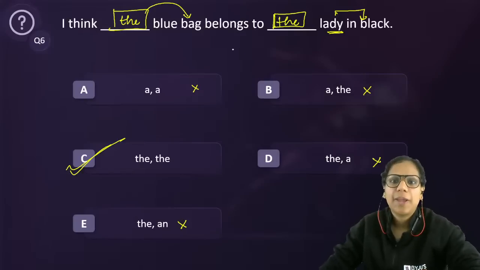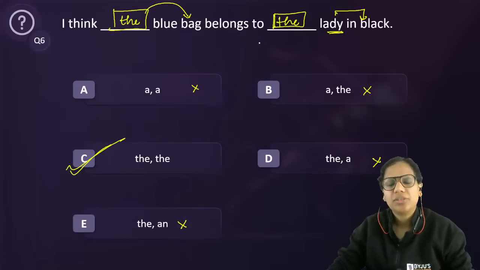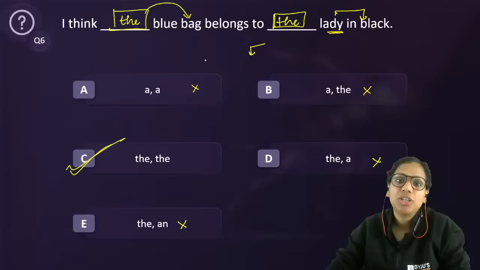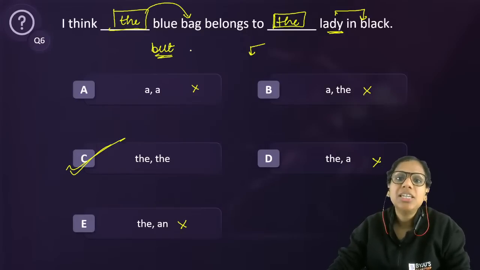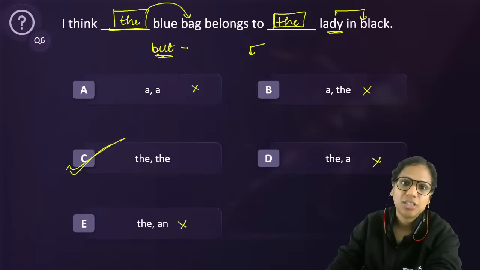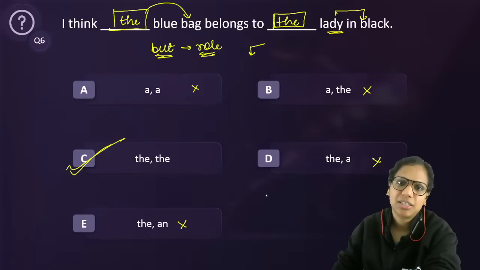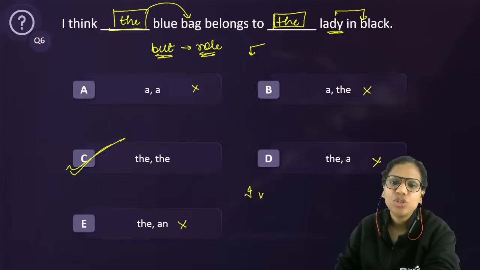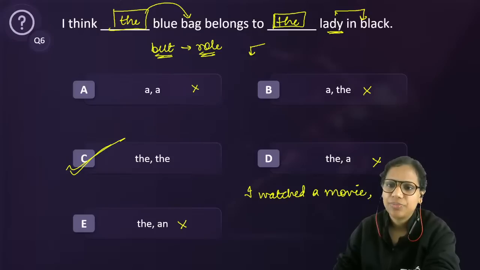Now, see how to identify whether a particular word is being used as a conjunction or a preposition. See what function it is serving in the sentence. What role is it playing in the sentence? So I watched a movie yesterday, but I didn't like it. I watched a movie, but I didn't like it.